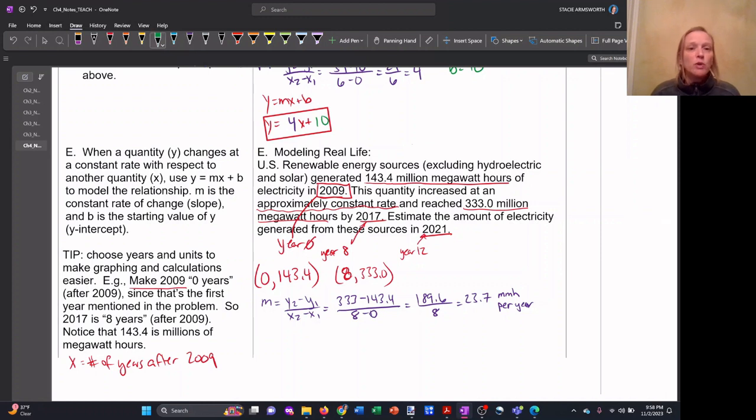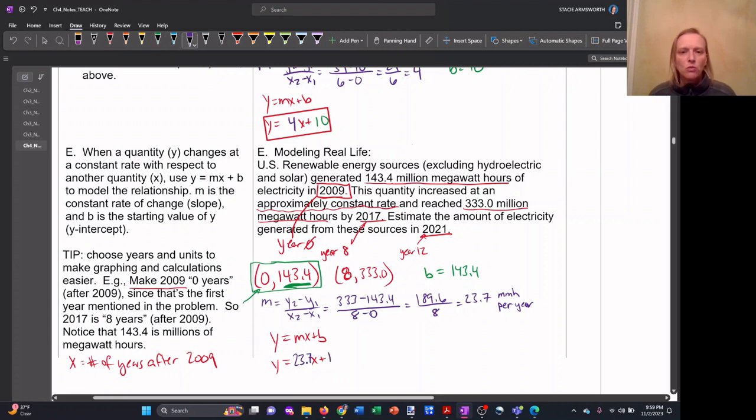Let's figure out the b value. Do we know where the y-intercept is? Yes, we do, because one of our points was given with an x value of 0. So we know that the y-intercept is 143.4. We're now ready to plug the values that we calculated into our slope-intercept form. The slope was 23.7, and the b value was 143.4.